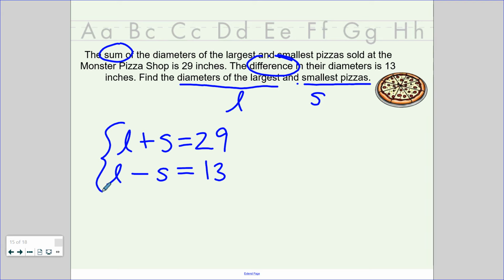If I were to recommend a way to solve this one, I would say use elimination, because you already have all your variables lined up and the S's are opposite. You could go ahead and very quickly add these together. Your S's would cancel out, find your largest one first, and then plug that back in to get the smallest size.